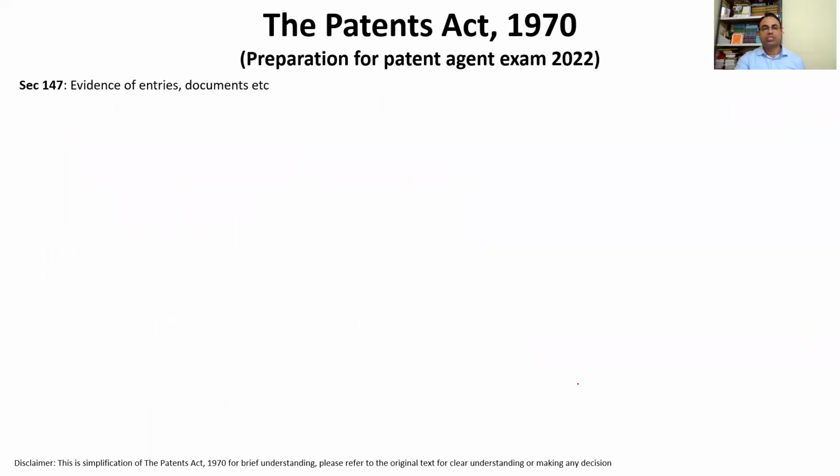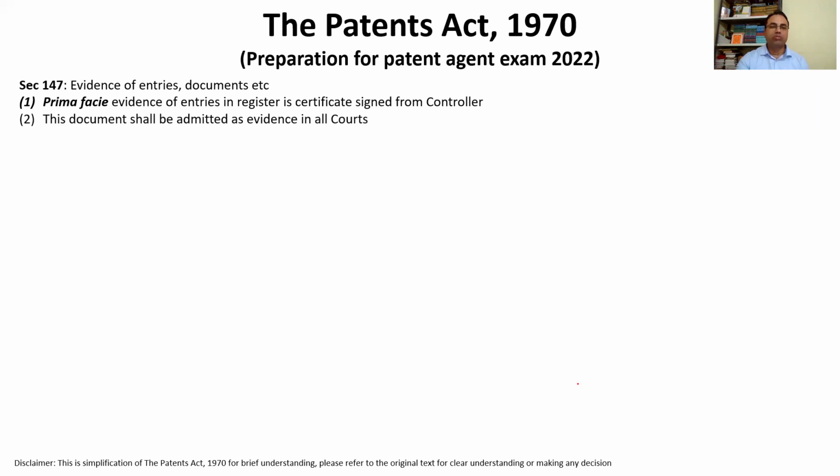So section 147, evidence of entries and documents, etc. What it says is that prima facie evidence of entries in the register is a certificate signed by the controller. So in any kind of dispute, in a high court or a district court or for any other purposes, if the controller signs that these are the details, then that is considered the primary evidence. These documents shall be admitted as evidence in all courts. That is accepted in all the courts.